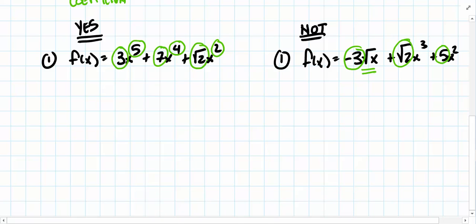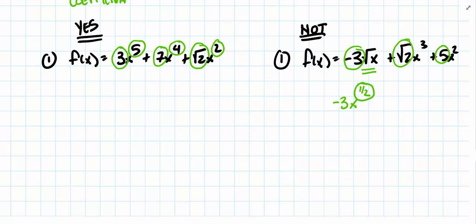Very good. This can be written as negative 3x to the 1/2. And is 1/2 a positive integer? No, it's not. Therefore, this is not even a polynomial function. Do you guys see it? Okay, let me give you another one here. We'll do a couple more because I want to make sure you get this.